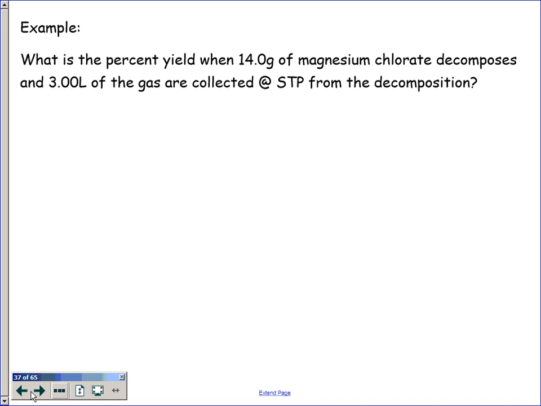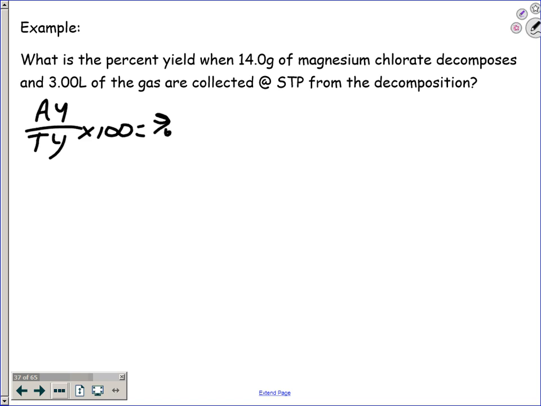Okay, let's dissect this. I'm not problem solving, I'm just dissecting. So we know the question is percent yield, right? What does that mean? I need an actual yield. I need a theoretical yield. I'm going to multiply that by 100, and that's going to give me my percent yield.